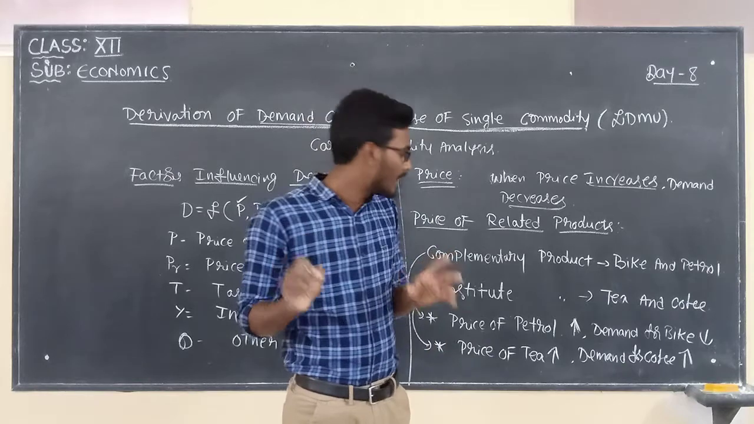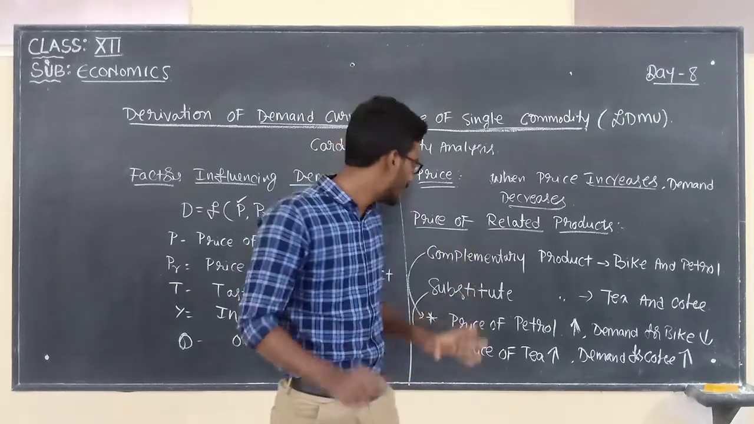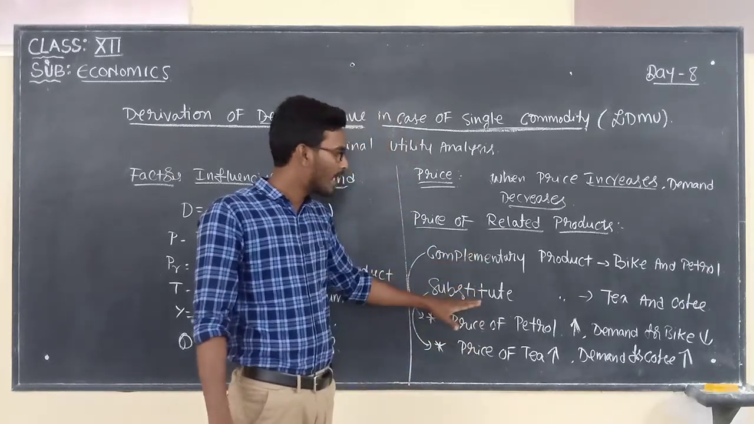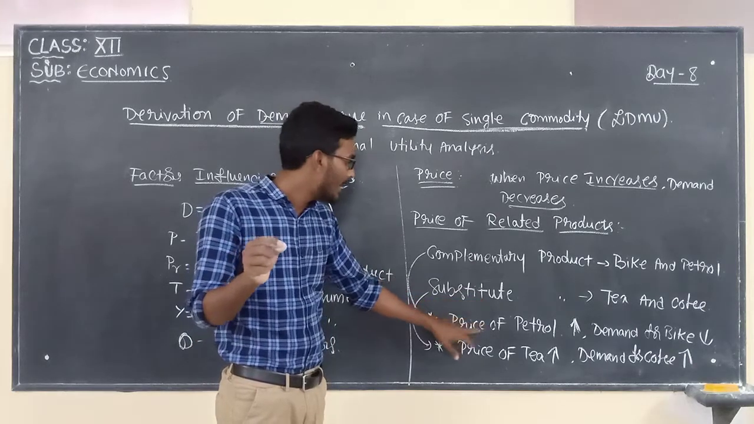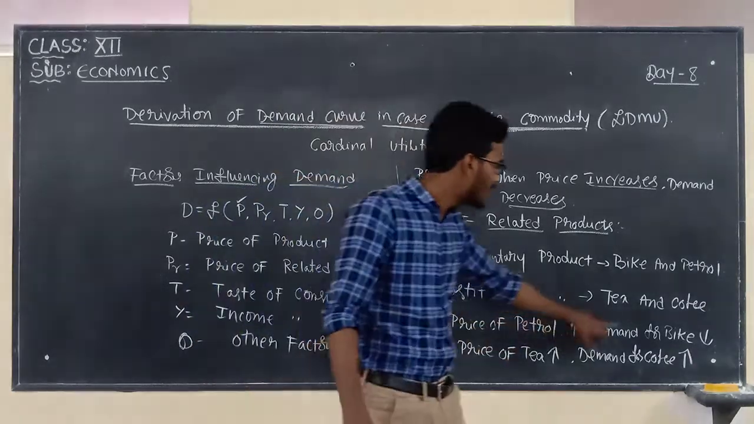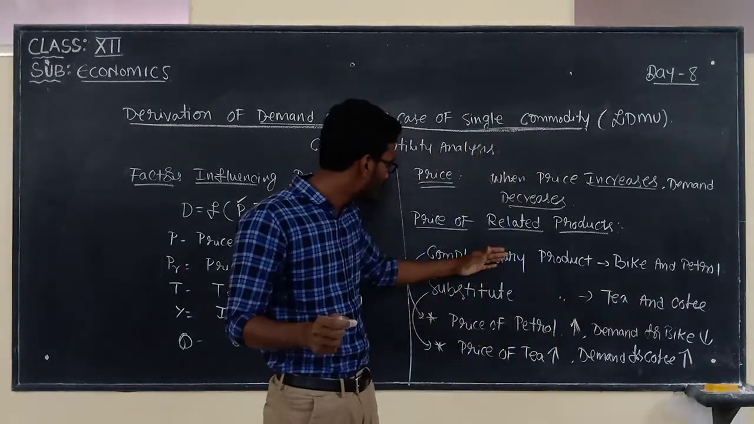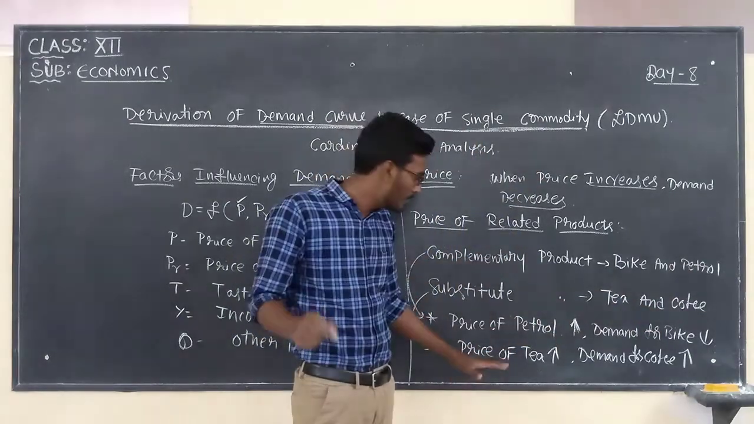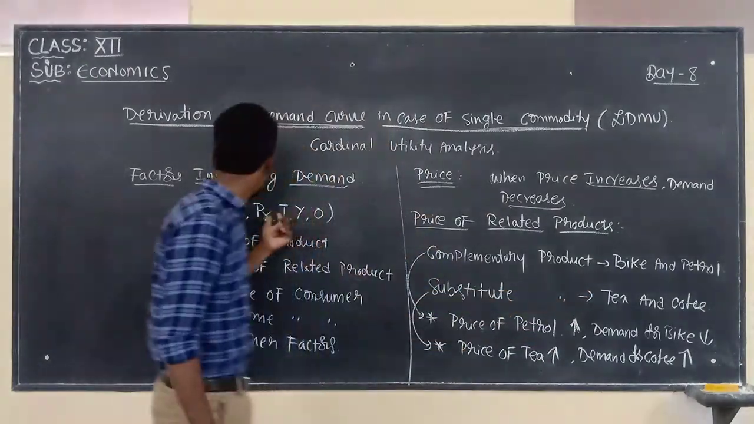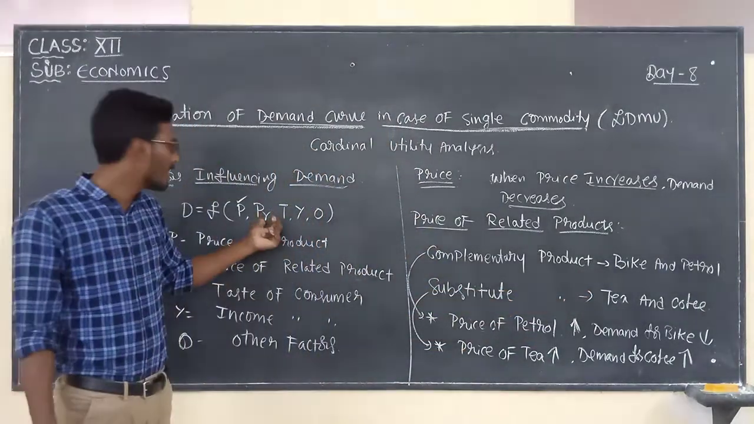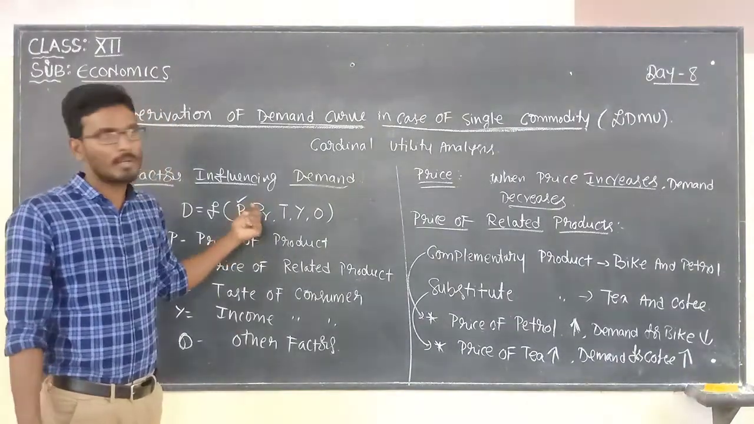I hope you are very clear. Don't be confused with this concept, complementary as well as substitute. In case of complementary, there is an indirect relationship between price and demand. In case of substitute, there is a direct relation between price and demand. In this manner, the price of other products influences the demand of another product.